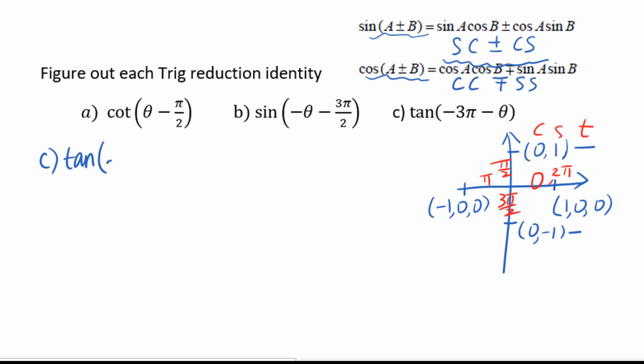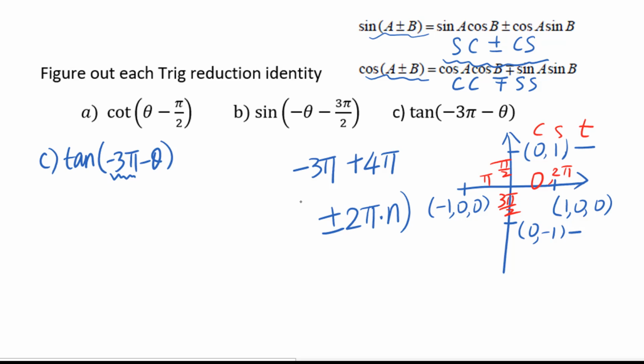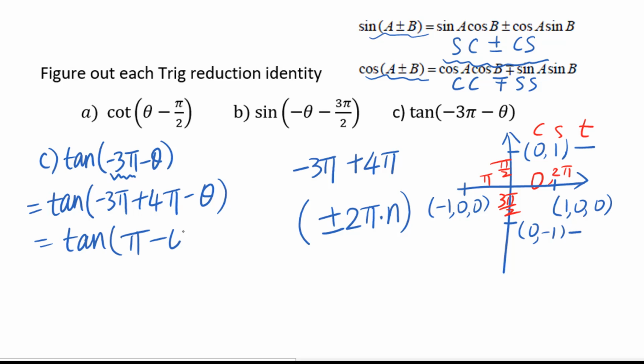For tangent of negative 3 pi minus theta, same thing: we need to change this into a coterminal angle between 0 and 2 pi. For negative 3 pi, we need to add 4 pi. Remember, you need to add an even multiple of pi because it's plus or minus 2 pi times n to get a coterminal angle. So we get tangent of negative 3 pi plus 4 pi, then minus theta. We will get tangent of pi minus theta.